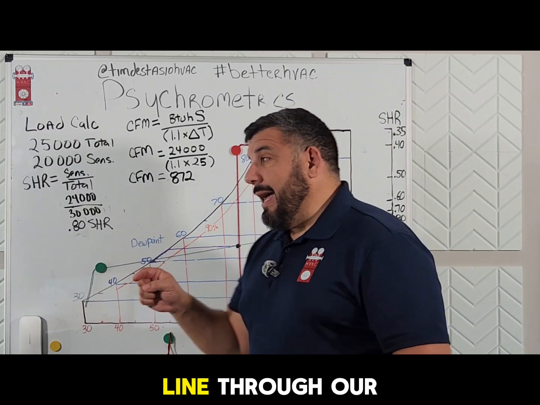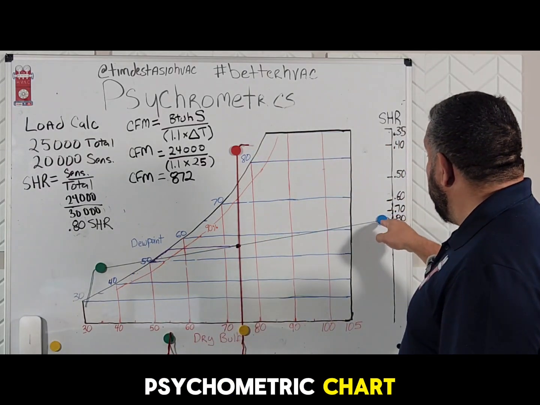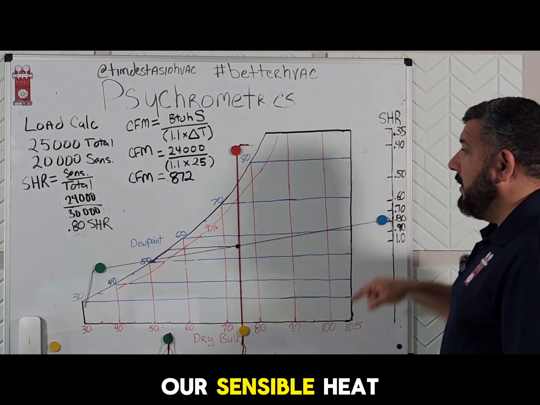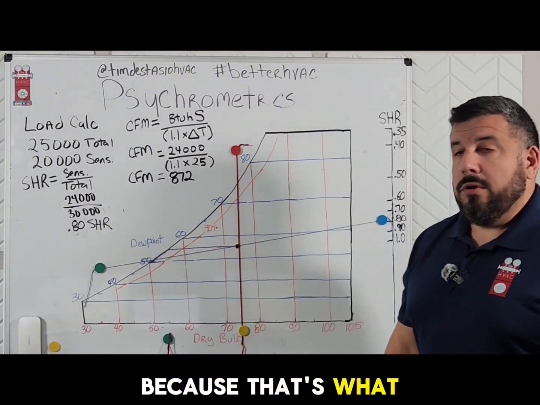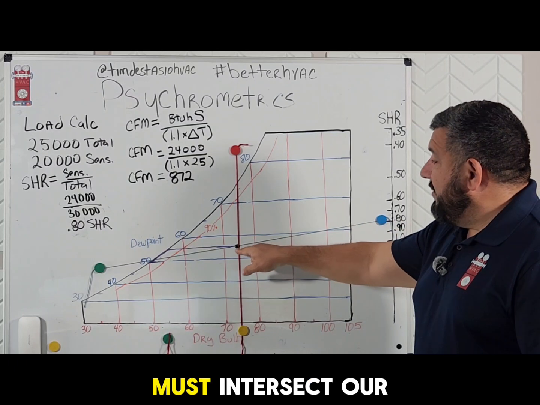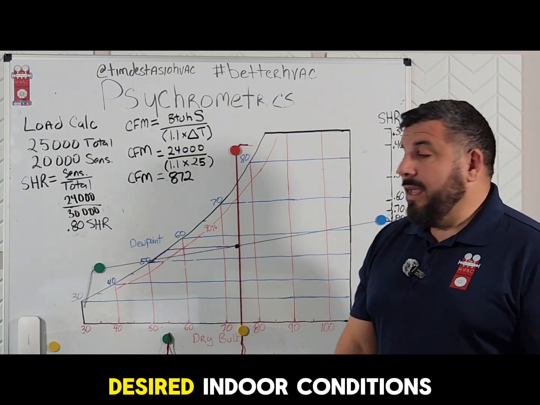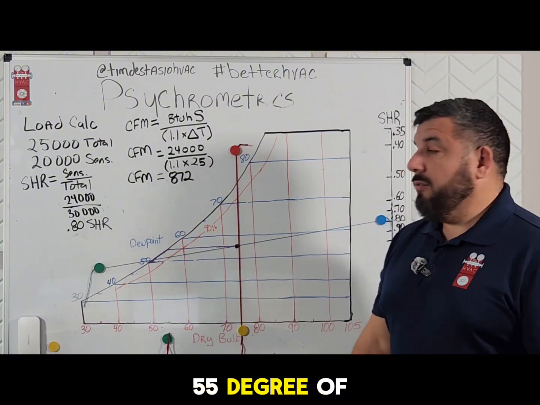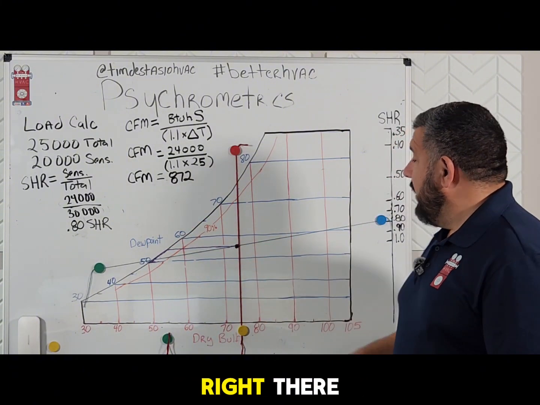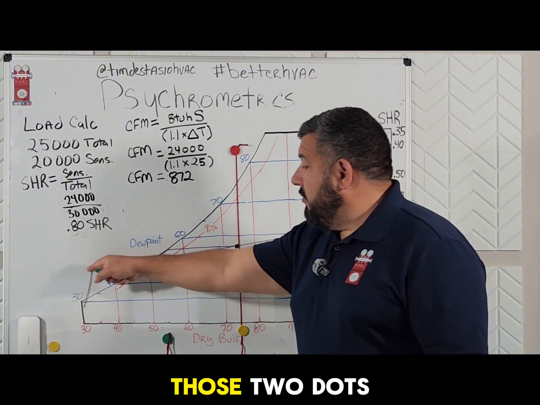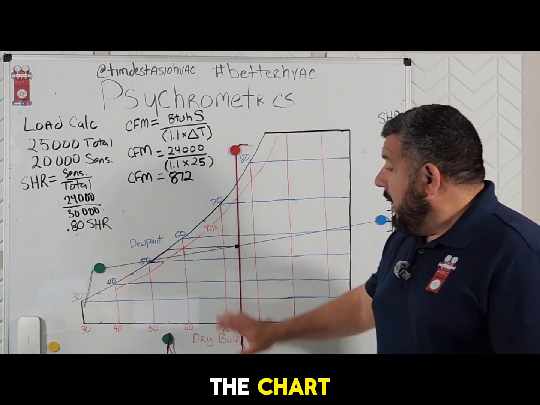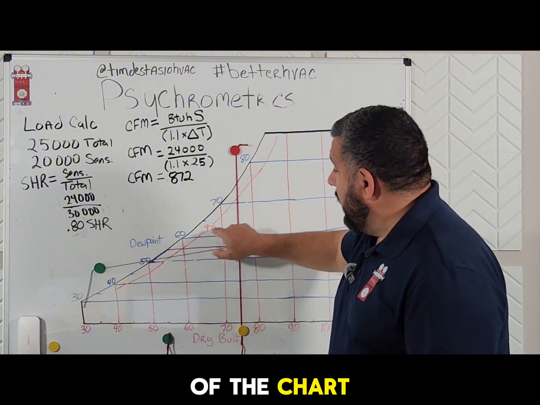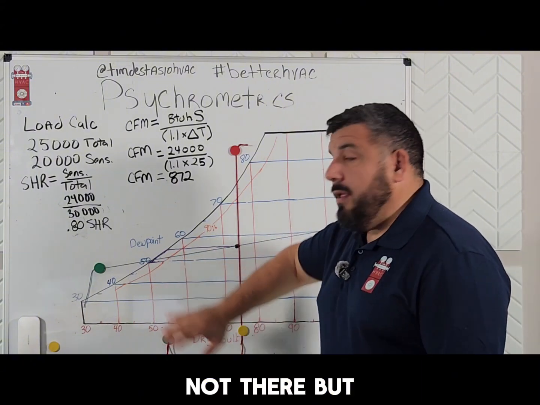Now, we have to draw a line through our psychrometric chart. One point on that line hits our 0.80 on our sensible heat ratio scale because that's what our load gave us. The line also must intersect our desired indoor conditions, usually 75 degrees dry bulb, 55 degree dew point. So that's that dot right there. Our line connects those two dots. It goes all the way through the chart. And we have to make supply air that is in this quadrant of the chart. Not here, not there, not there, but in this quadrant.